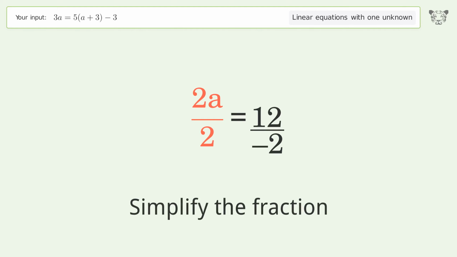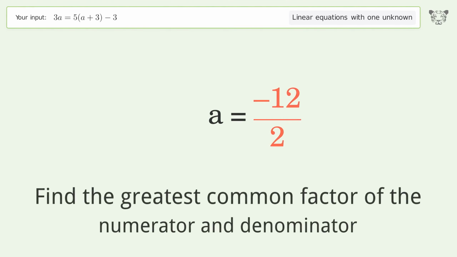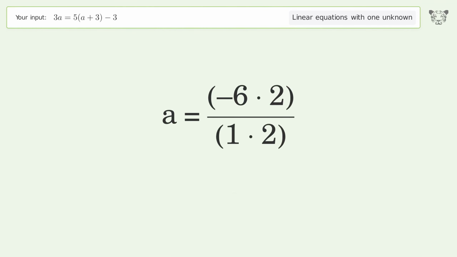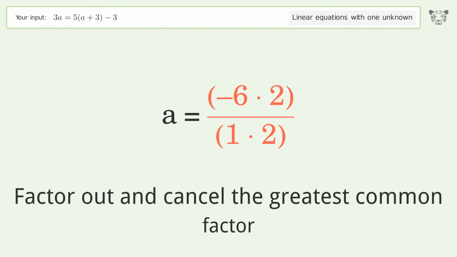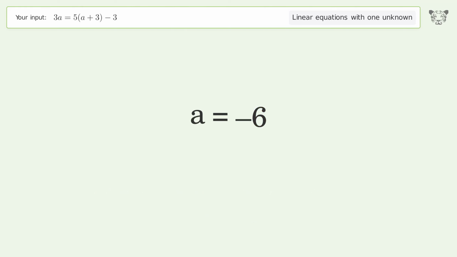Simplify the fraction. Move the negative sign from the denominator to the numerator. Find the greatest common factor of the numerator and denominator. Factor out and cancel the greatest common factor. And so the final result is a equals -6.